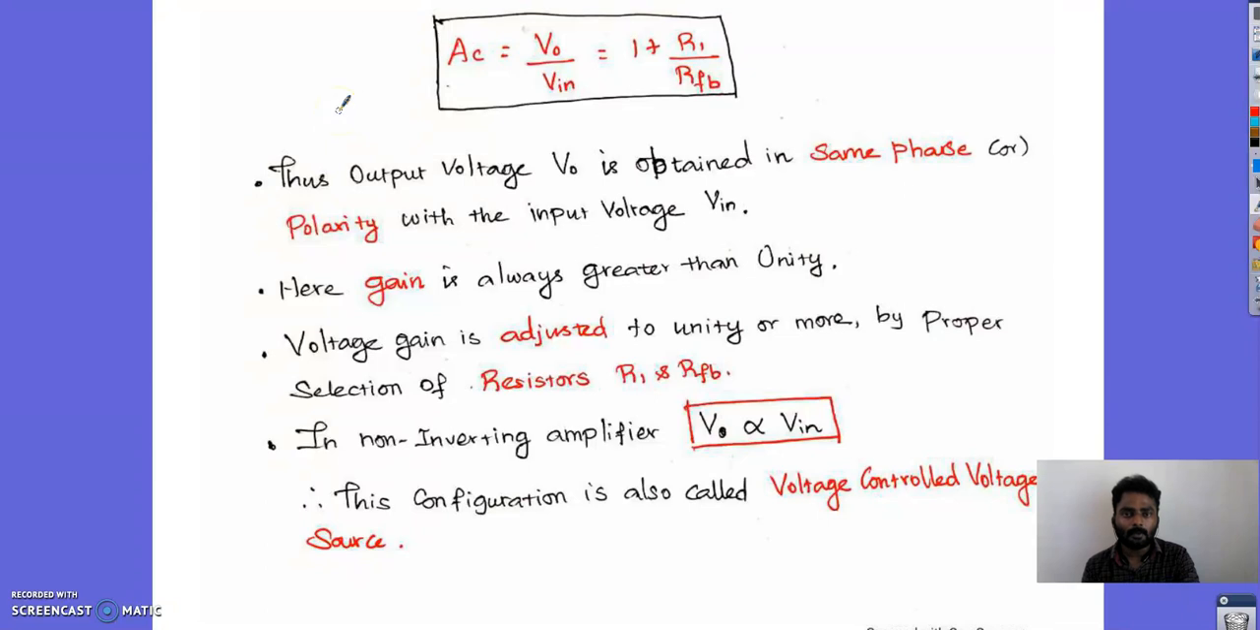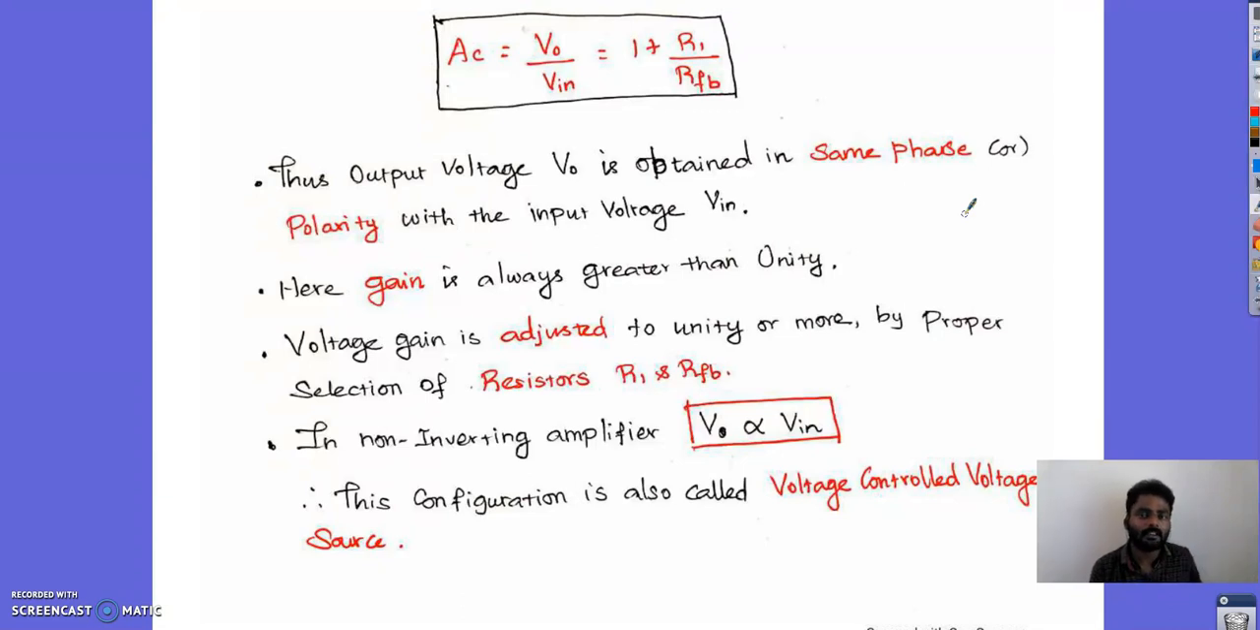And the voltage gain AV is given by the output voltage divided by the input voltage, as seen in the previous expression. So it is equal to 1 plus RFB divided by R1. Here the output voltage V0 is obtained in phase, or with the same polarity, as the input voltage. That is, there is no change in polarity or phase in this output, so it has a positive sign. And here the gain is always greater than unity, that is greater than 1, and the voltage gain is adjusted to unity or more by proper selection of resistors.